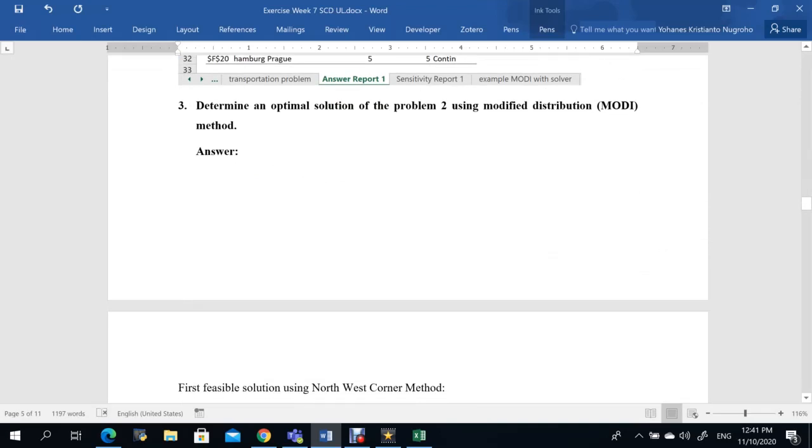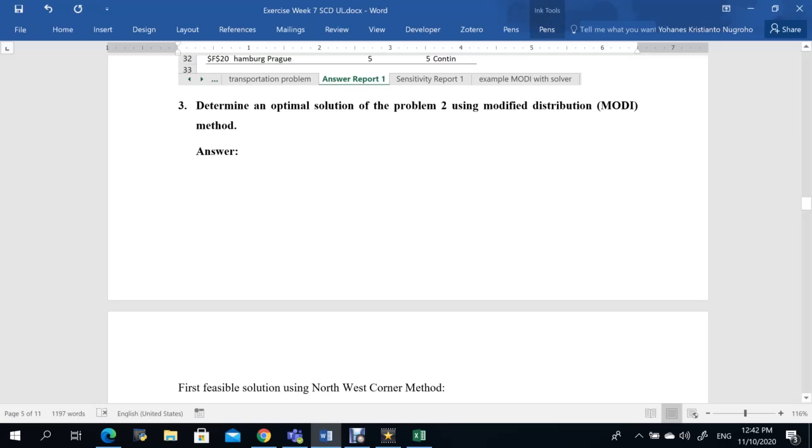So we have to also find the optimal solution, problem number 2, using the modified distribution method. It is another method. Actually, there are 3 solution methods in our textbook for solving our problem of delivering products from 4 different sources to 3 different destinations. And the last method that I would like to discuss here is MODI. It's called the modified distribution method.